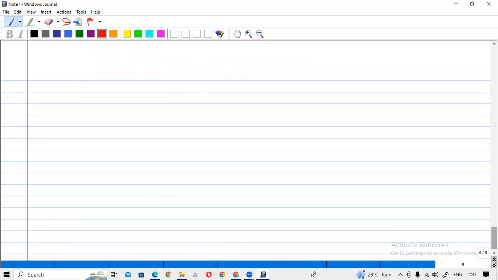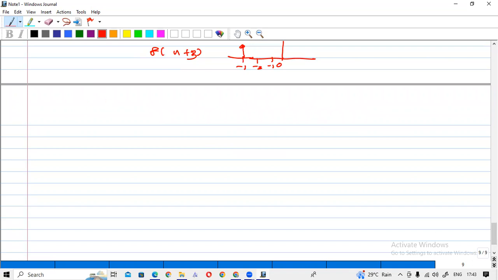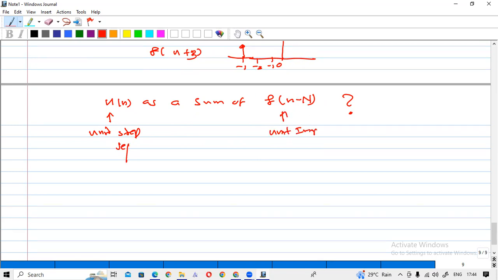Now, if I ask you to write u n, the unit step sequence, as a sum of delta n minus n, using the unit impulse sequence, can you do it? Can you write this? Try to do this. Take 5 minutes and try to do this.